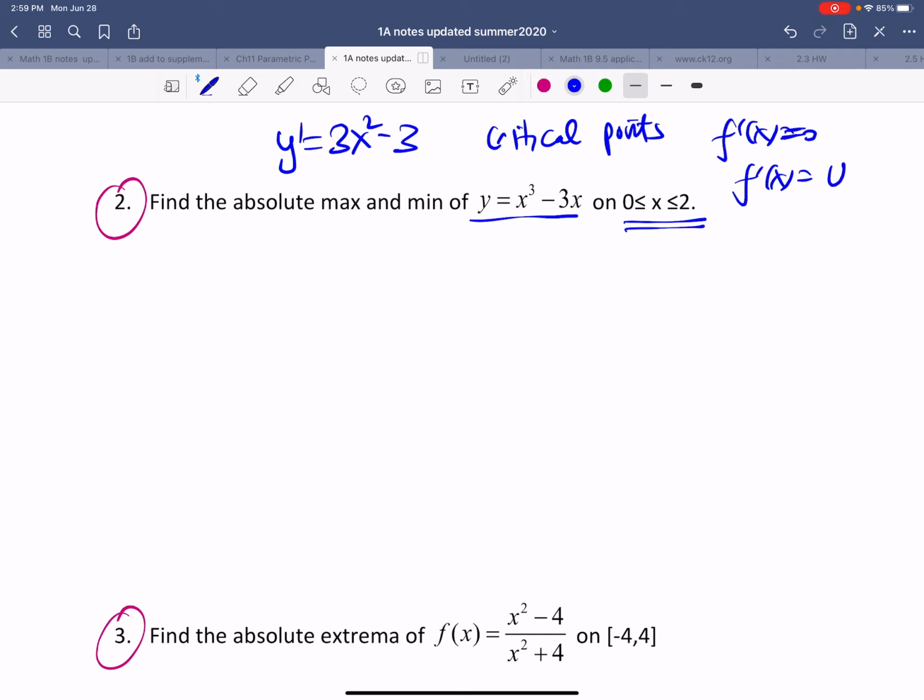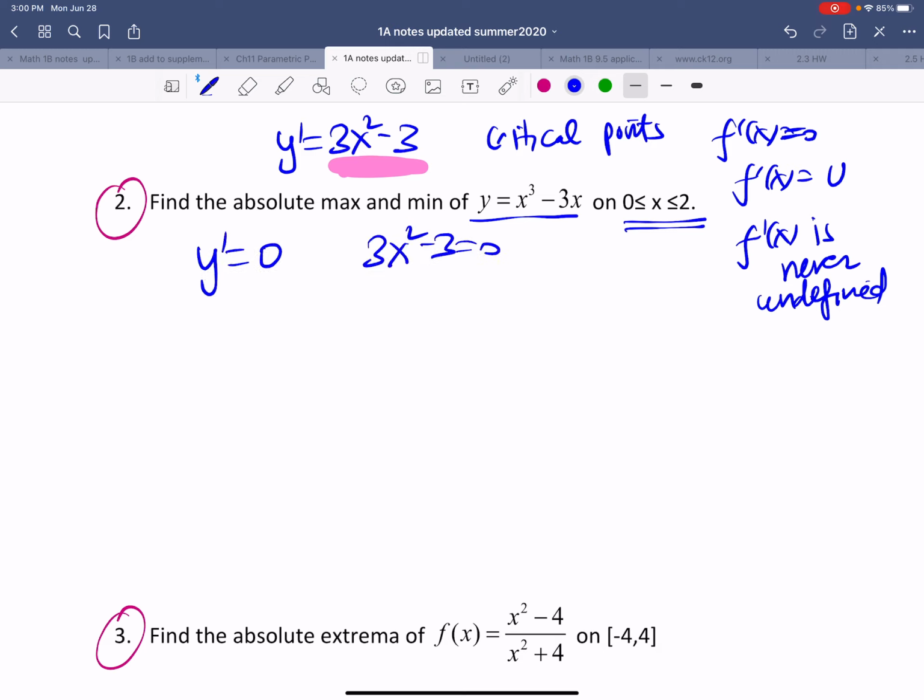Now, in this case, f prime of x is never undefined because the derivative is a polynomial function. So this is never going to be undefined, but the y prime can equal 0. 3x squared minus 3 can equal 0 if x squared minus 1 is 0, which is (x plus 1)(x minus 1) equal to 0. So my two critical points come out to be -1 and +1.